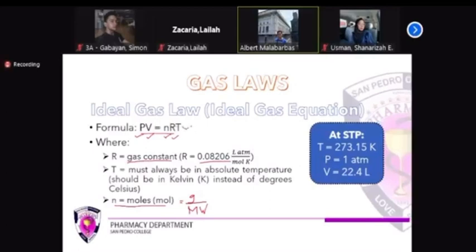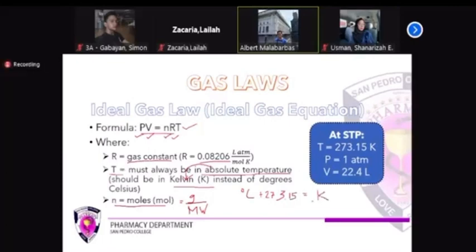And then the last one, temperature. In temperature, it is always noted here that it should be in absolute temperature. Pag sinasabi nating absolute, it is referring to kelvins. Dapat i-convert siya to Kelvin. So to convert in pharmacy, you need to add the value of 273.15 to your degree Celsius para makuha ang Kelvin.